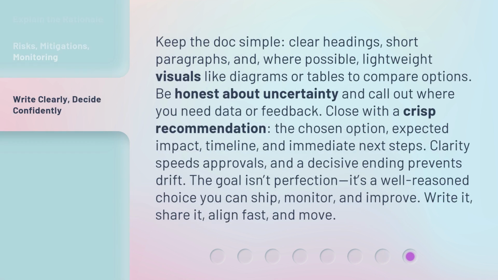Keep the doc simple. Clear headings, short paragraphs, and, where possible, lightweight visuals like diagrams or tables to compare options. Be honest about uncertainty and call out where you need data or feedback. Close with a crisp recommendation: the chosen option, expected impact, timeline, and immediate next steps. Clarity speeds approvals, and a decisive ending prevents drift.